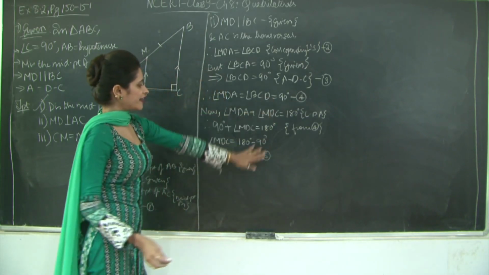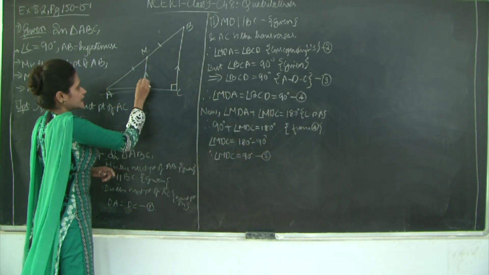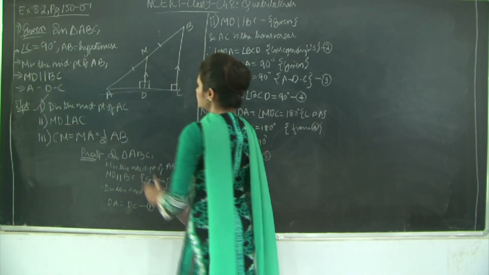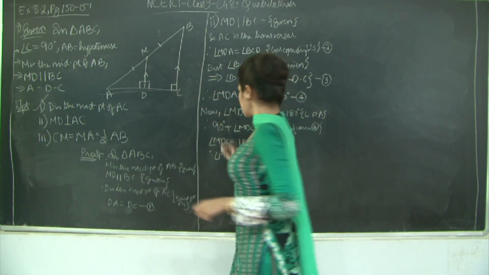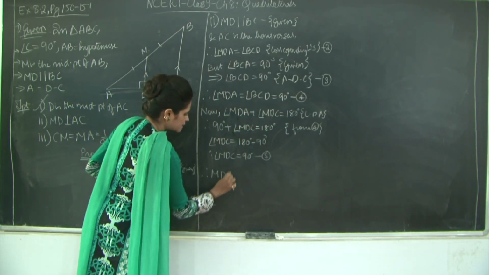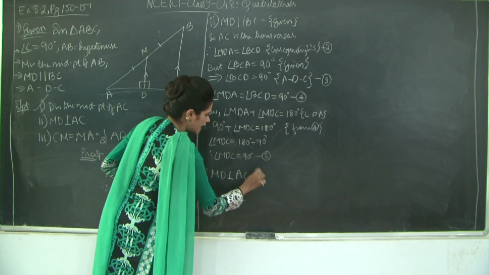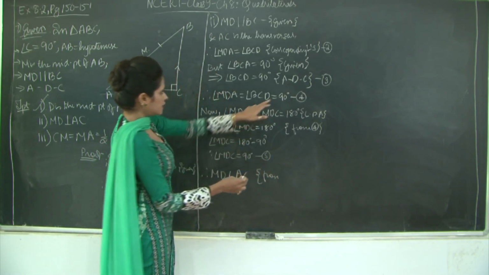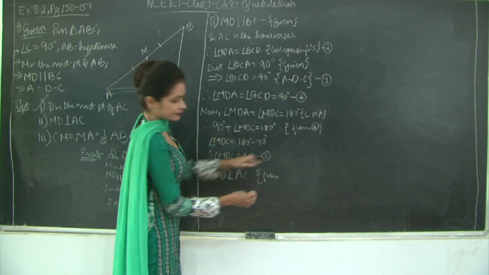So, from 4 and 5, what do we have? That each of these angles here is 90 degrees. Correct? Therefore, what can I say? That MD is perpendicular to AC. So, let's write this down. Therefore, MD is perpendicular to AC, and I'll say from which two statements? From statements number 4 and 5.